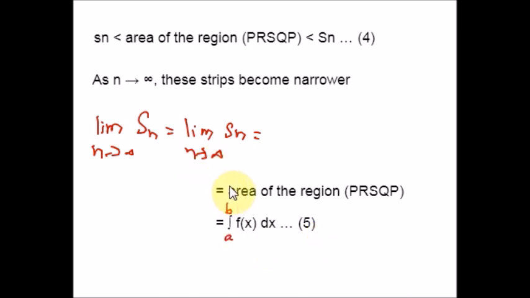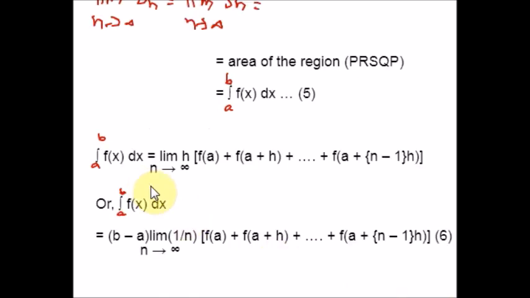This area is also the limiting value of the area which is in between that of the rectangles below the curve and that of the rectangles above the curve. For convenience, we shall take the rectangles having height equal to that of the curve at the left hand edge of each subinterval. Hence, the equation can be rewritten as the integral from a to b of f of x dx, which can be written as the limit as n tends to infinity of h times f of a plus h, till f of a plus (n minus 1)h.